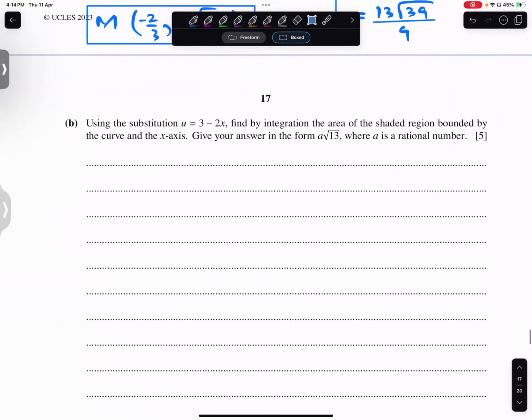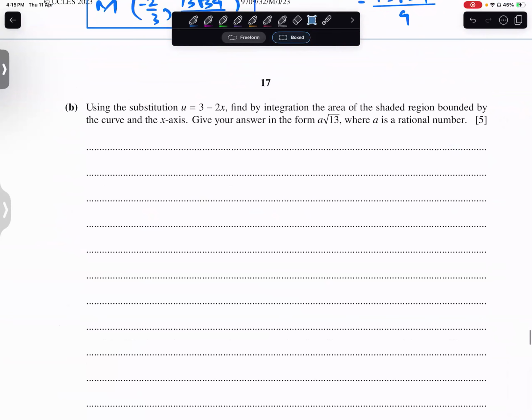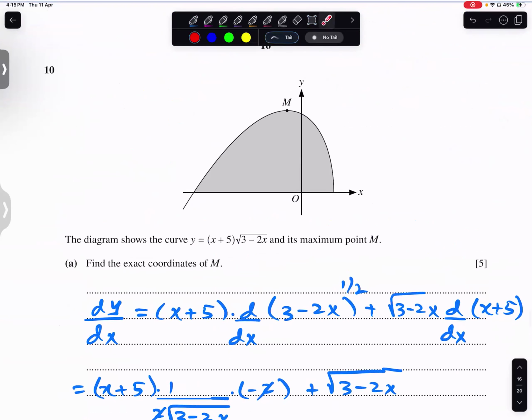Use the substitution u is equal to 3 minus 2x. Find by integration the area of the shaded region bounded by the curve and the x-axis. Give your answer in the form of a root 13. So let me see what your area is. Student, they're asking about this area, okay?